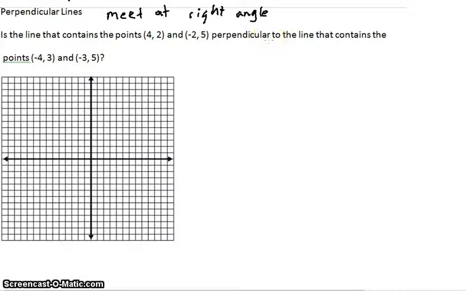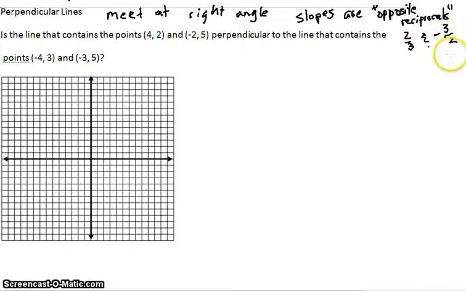So they intersect, so that means the slopes can't be the same. What we talk about in terms of their slopes are what are called opposite reciprocals. An example of this would be something like 2/3 and negative 3 over 2. Reciprocal meaning flipping the fraction upside down, opposite meaning one positive, one negative. So if we're talking about a line with 2 points and another one with 2 points, if they're perpendicular, we just need to see if their slopes are opposite reciprocals.